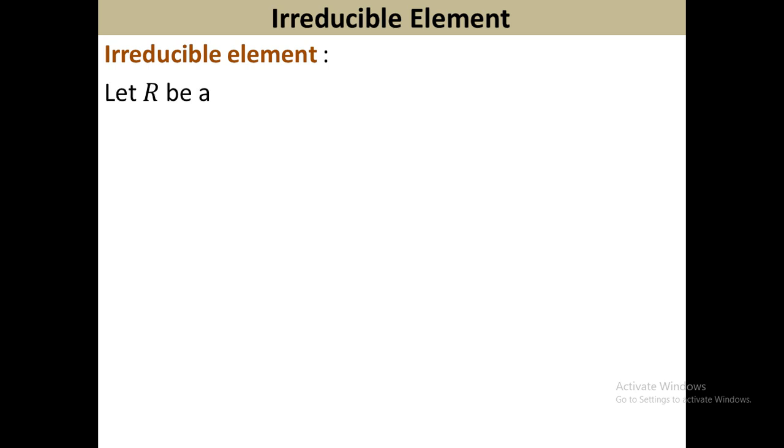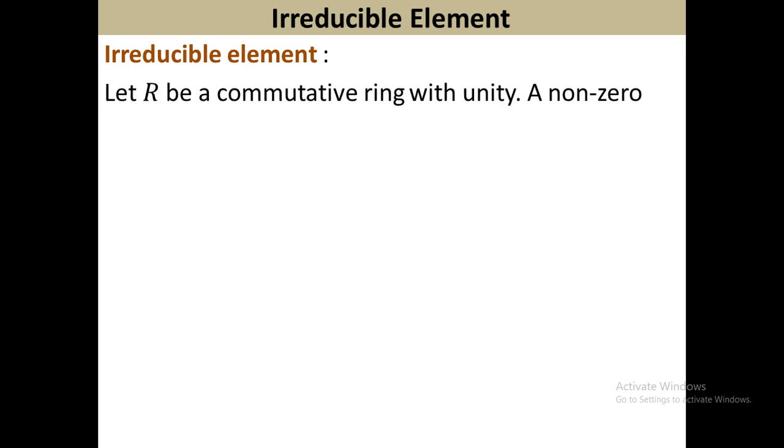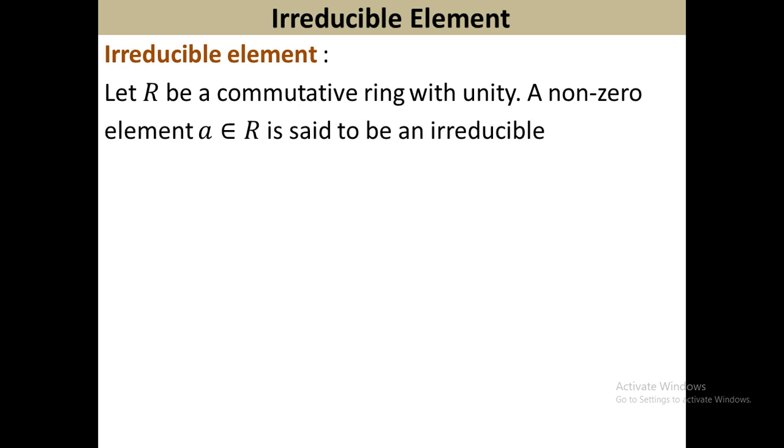Suppose R is a commutative ring with unity. Actually it is a non-trivial commutative ring with unity. A non-zero element A in R is said to be an irreducible element in R if some conditions are satisfied. Okay, so you see that here the element is non-zero. Now we want to say that A is irreducible, so at first you have to take a non-zero element.